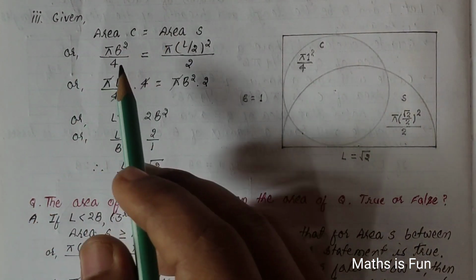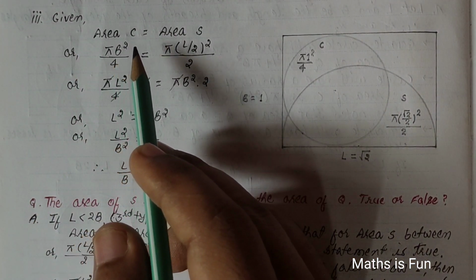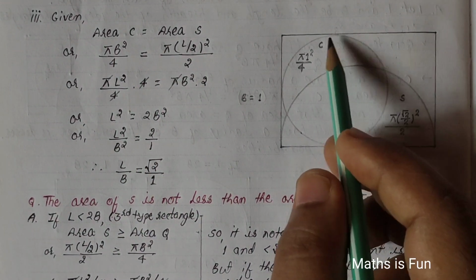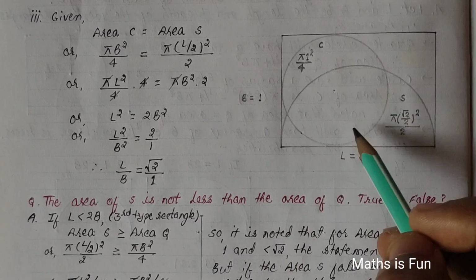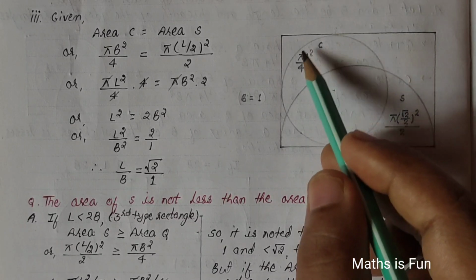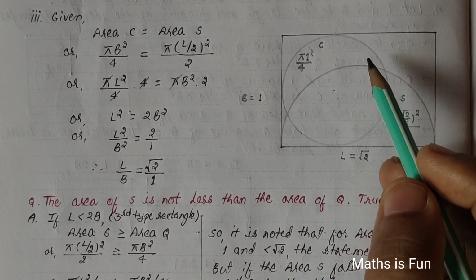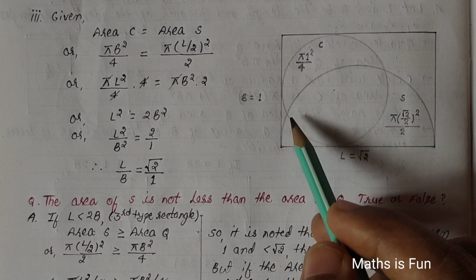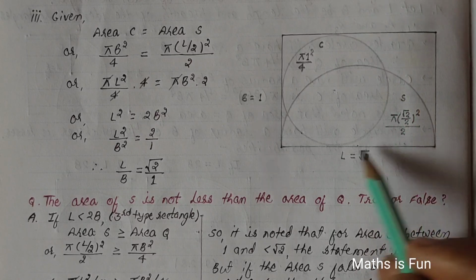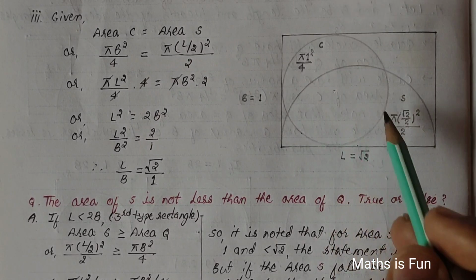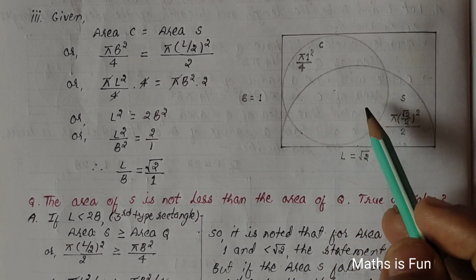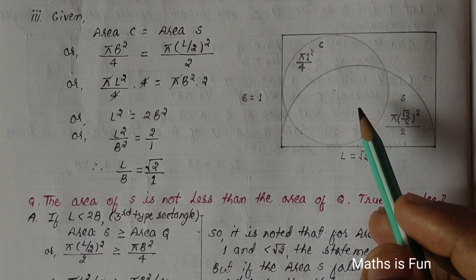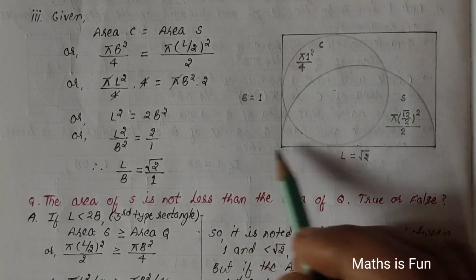In question number 3, it is given that the area of C equals the area of S. So you see that the area of C, that means this area that is formed when we cut the largest possible circle from the rectangle, is equal to this area when we cut the largest possible semicircle from this rectangle. If this area of the circle is equal to this area of the semicircle, then our question is, what is the ratio of the length and breadth of this rectangle?